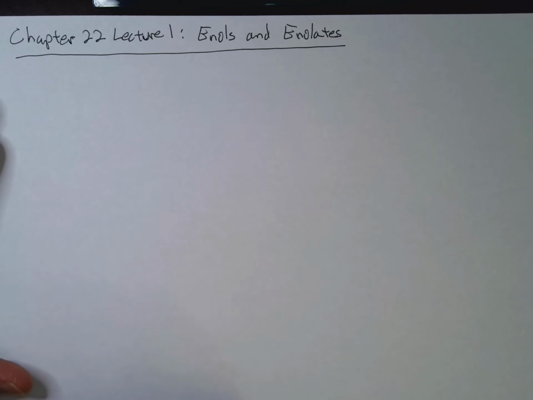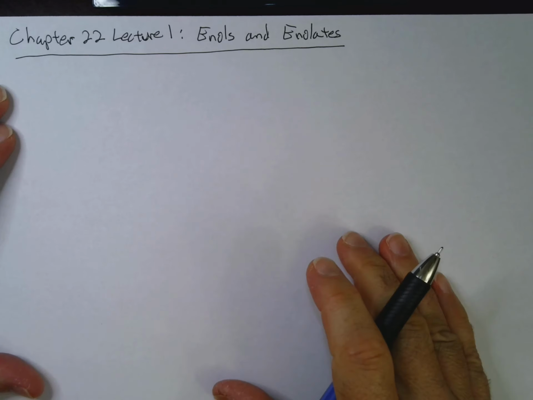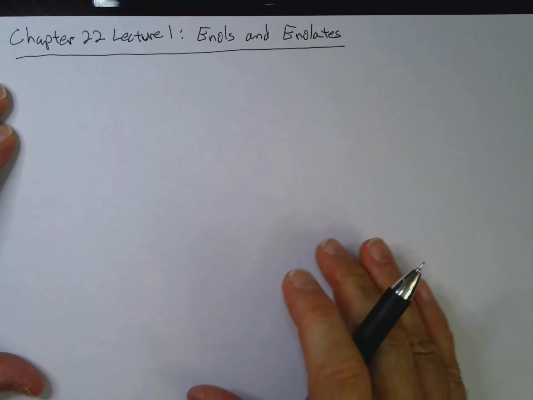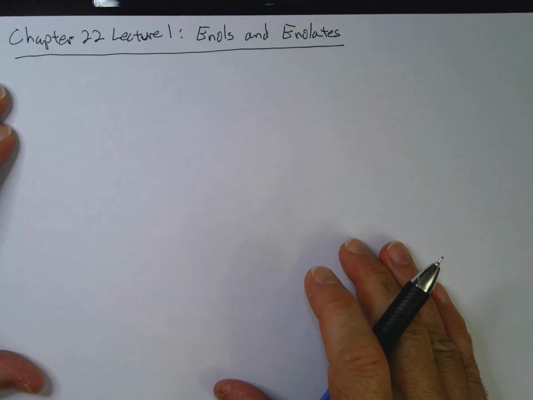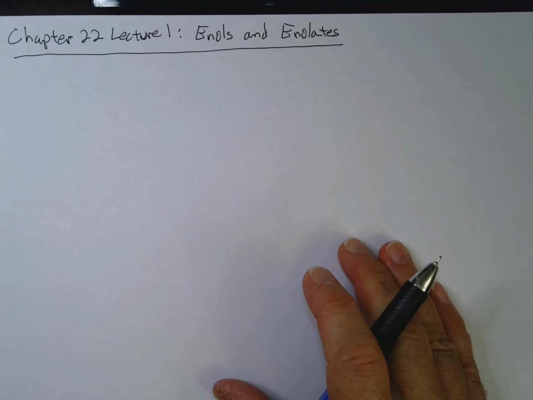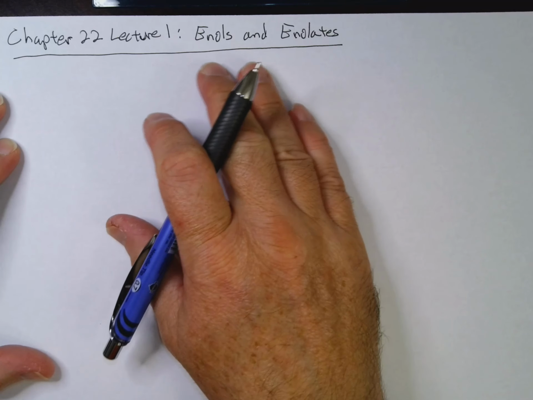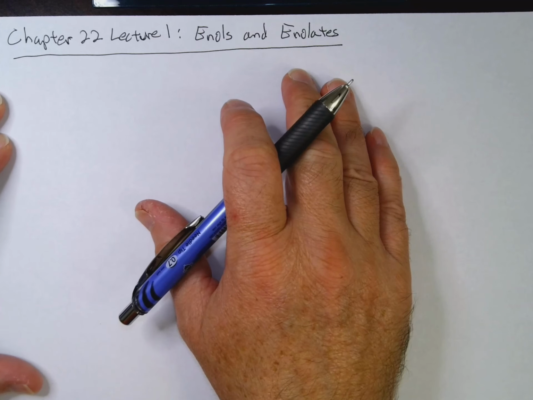Hi everyone, Dr. P here, and we're moving on into chapters 22 and 23, where we're going to be looking at reactions involving the alpha carbon of carbonyl and carboxyl species. So in this lecture, I'm going to introduce enols and enolates.